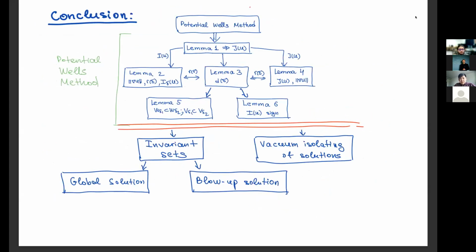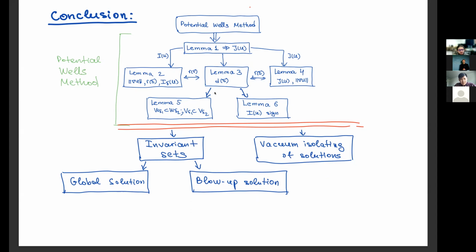And last, some conclusions. Here we get this potential well method and introduce Lemma 1 for the functionals, and Lemma 2 is the connection between these terms. Lemma 3 is about the depths of the potential wells. Lemma 4 is dividing this Sobolev space. It is also including potential energy, and they're all connected with this radius.